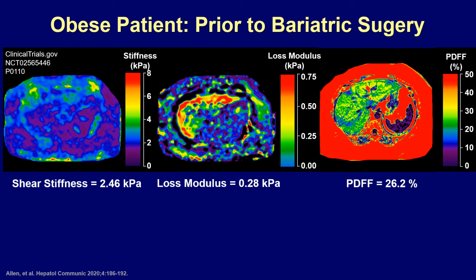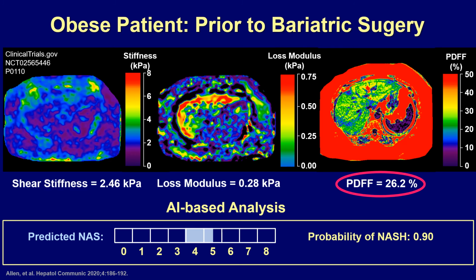Here is one example. This is a patient who was evaluated prior to bariatric surgery for obesity and NASH. These images show the 3 biomarkers used by the AI algorithm. Stiffness is in the normal range, but fat fraction is very high at 26%. The AI tool made this prediction: high probability of NASH and a predicted activity score of 4 to 5. And these non-invasive predictions proved to be correct at biopsy.